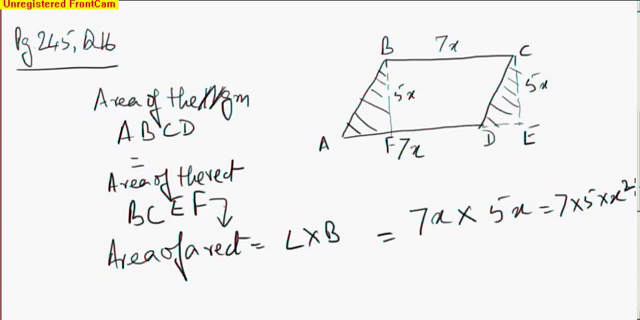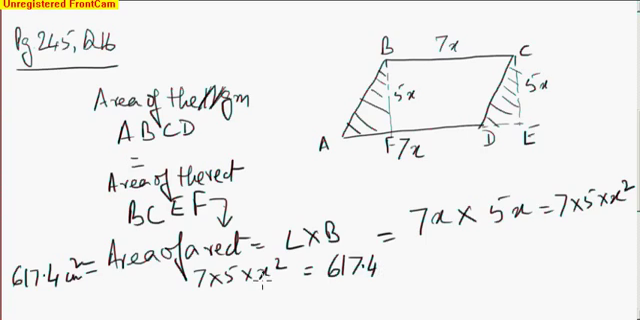Now, on the other hand, it's provided in the sum that the area is equal to 617.4 centimeters square. So 7 multiplied by 5 multiplied by x square is equal to 617.4 centimeters square. If we find out the value of x, we can then find out each and every element: the base as well as the altitude and the area of the parallelogram.